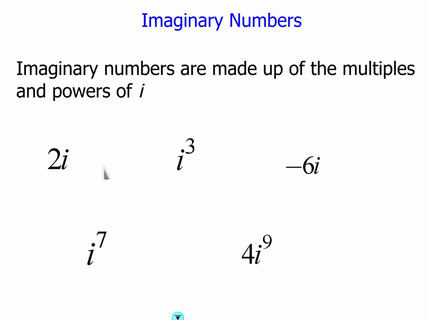So all imaginary numbers are made up of multiples and powers of i. So I've got like 2i, i to the third power, -6i, i to the seventh, 4i to the ninth. These are all multiples or powers of i. So when I write 2i, what I really mean is 2 times the square root of -1. When I write i cubed, what I really mean is the square root of -1 cubed. Right, that's what these mean.